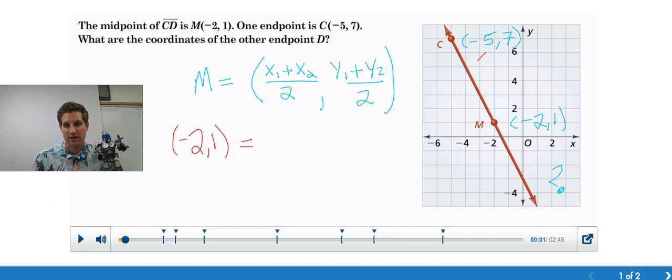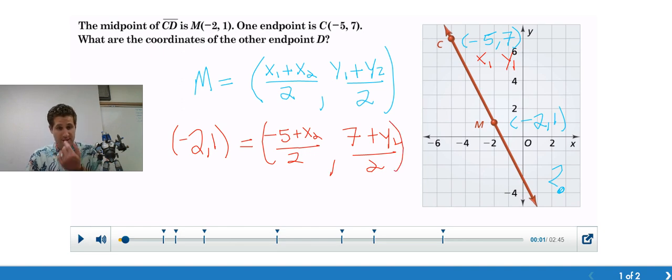Equals. Well, this is our x1 value and our y1 value. I don't know x2 and y2. So we've got negative 5 plus x2 divided by 2, and then we have 7 plus y2 divided by 2. Okay? So again, this presents us a problem.